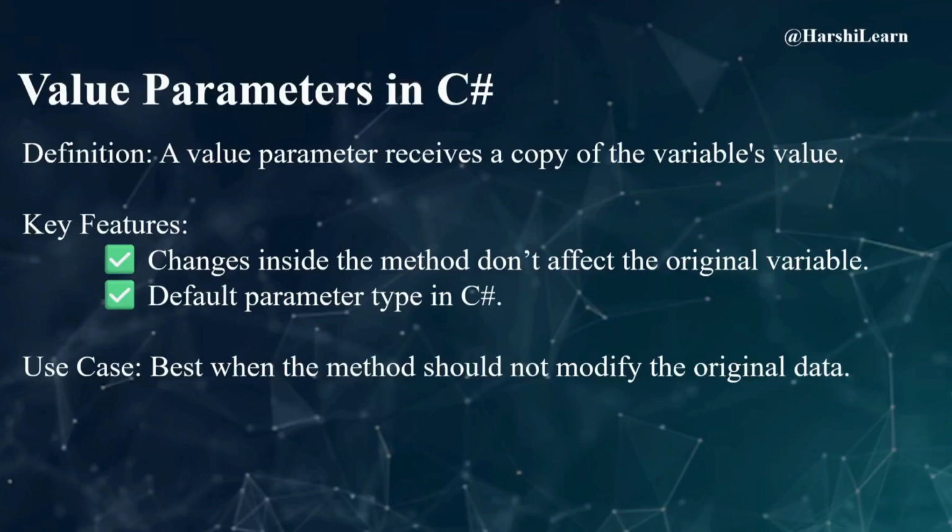Okay. Now, let's start with value parameters, the default parameter type in C Sharp. A value parameter receives a copy of the original variable, meaning any changes made inside the method won't affect the actual variable. You can think of it like making a photocopy of a document. That means whatever happens to that copy has no impact on the original one. This is useful when we want to protect the original data. Now, let's see how it works with a simple example.